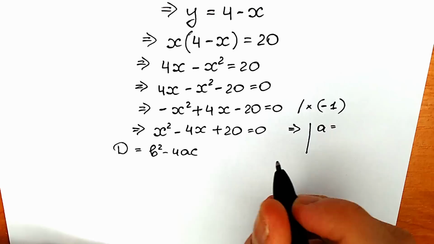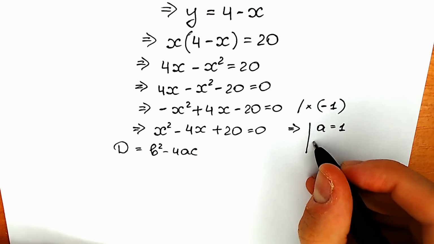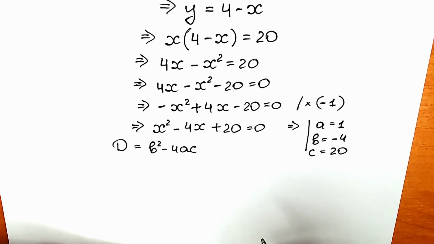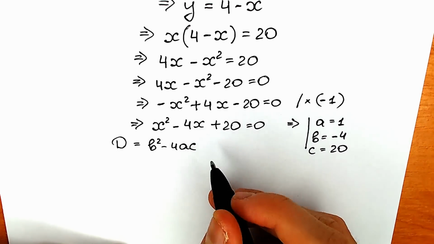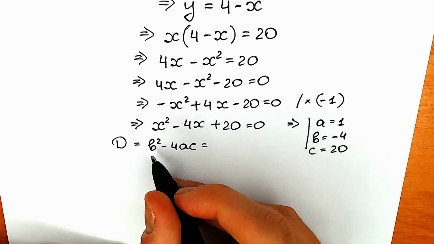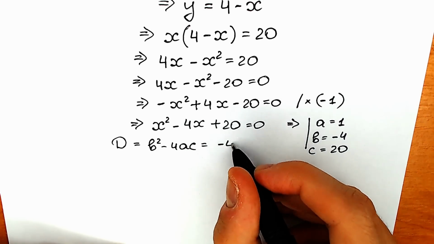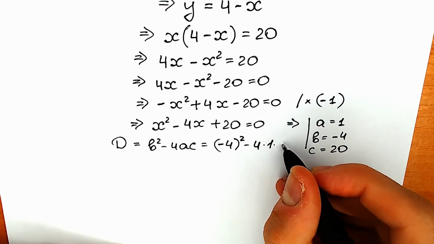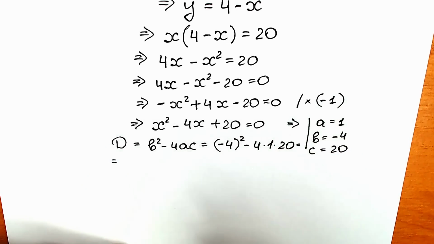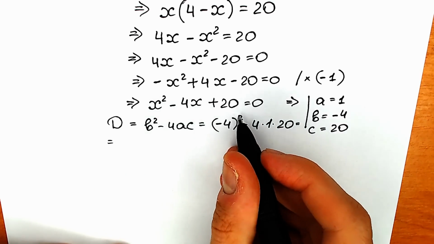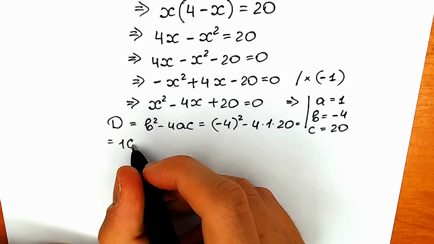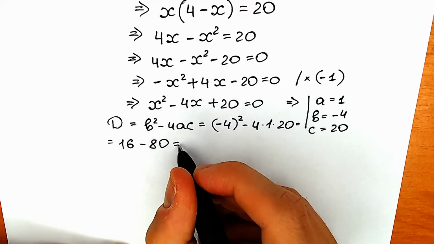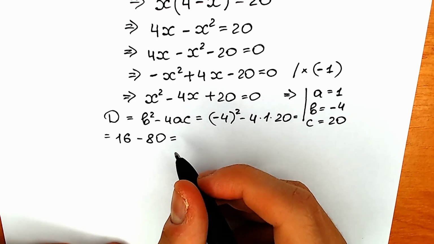We will have a equal to 1, b equal to minus 4, and c equal to 20. These are all the coefficients that we need to find our discriminant. So let's plug each of these coefficients into these spots. We have minus 4 squared minus 4 times 1 times 20. Let's simplify: minus 4 squared is 16, and 16 minus 4 times 1 times 20, which is 80. When we subtract, our discriminant is equal to minus 64.